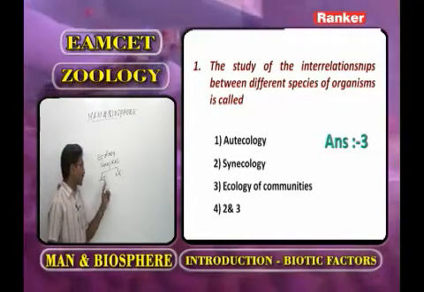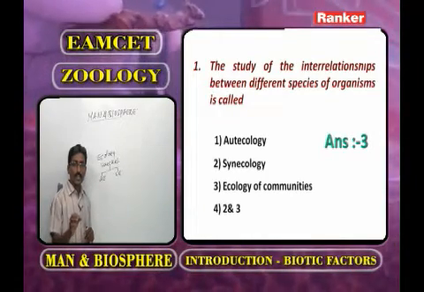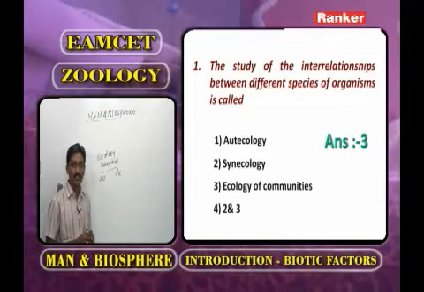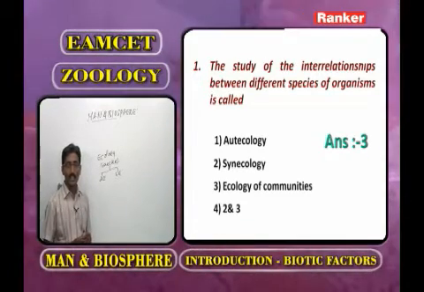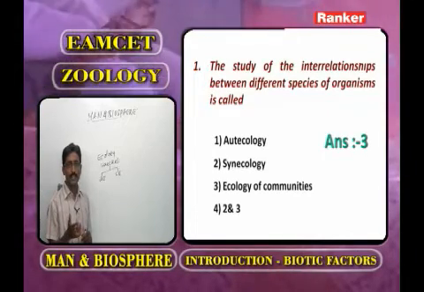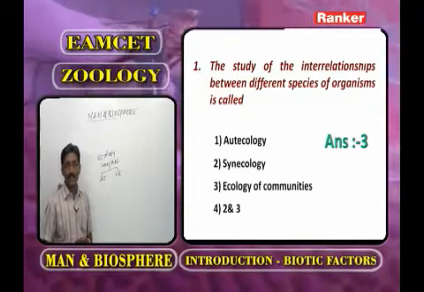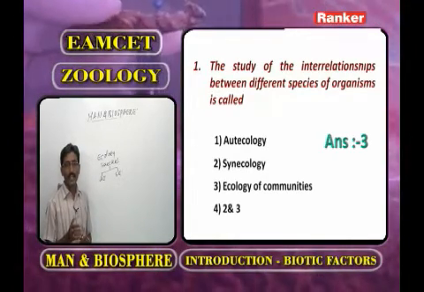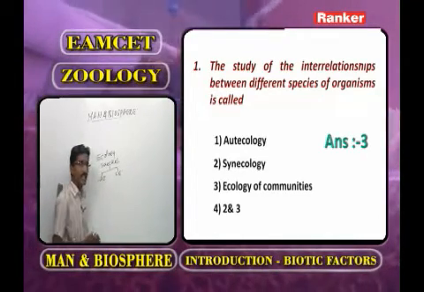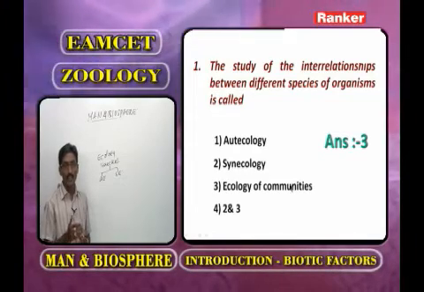Now, as we observe the first question, the study of interrelationships between different species of organisms is called, one we call autecology: the relations between the living organisms of one species and the surrounding environment. The second one, synecology: relations between the organisms of different species and the surrounding environment. What is the other name of synecology? That we call ecology of communities. So for the first question, what is the correct answer? The second and the third options both are correct. Now we go for the next question.